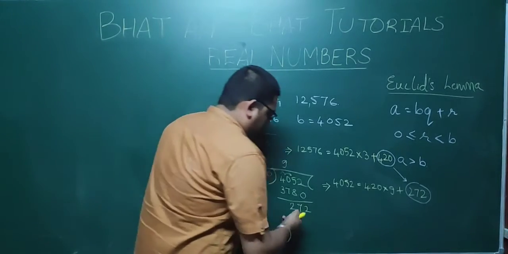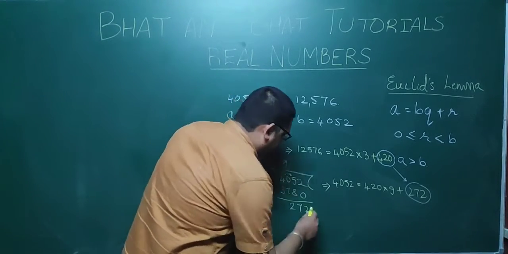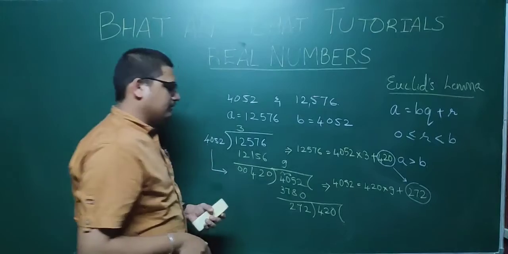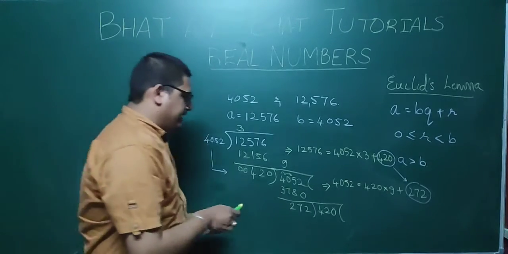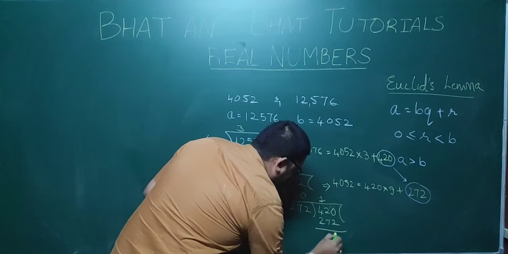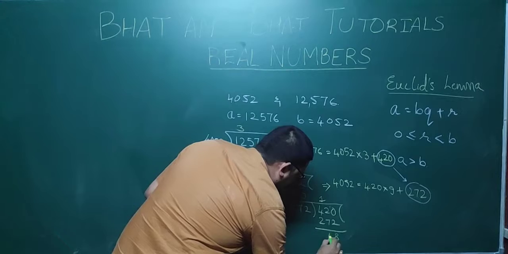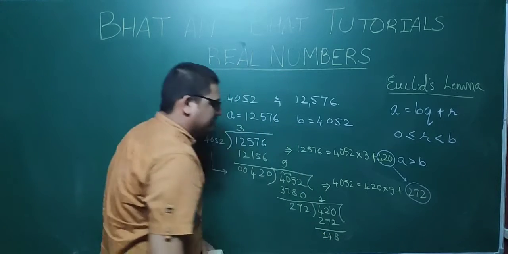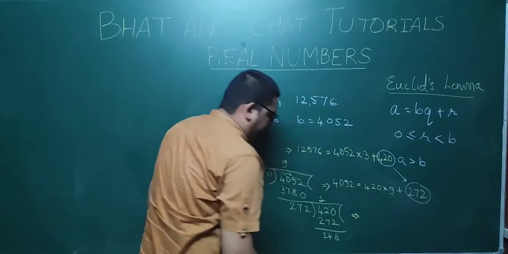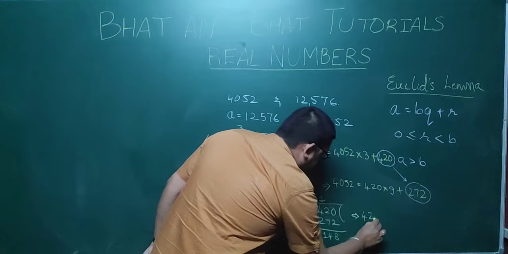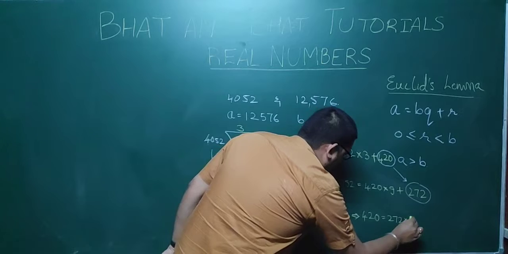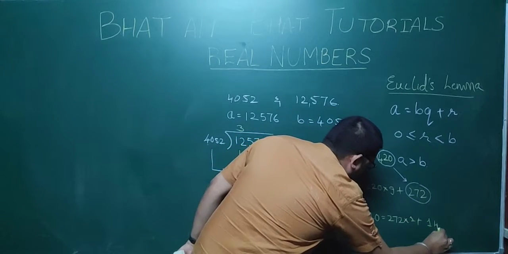So next, 272 will be my divisor. So I will have to take 420. It is straightforward. Ones are 272. Then 10 minus 2 is 8. 11 minus 7 is 4. 3 minus 2 is 1. 148. Again, converting it to lemma format, what will I get? 420 is equal to 272 into 1 plus 148.